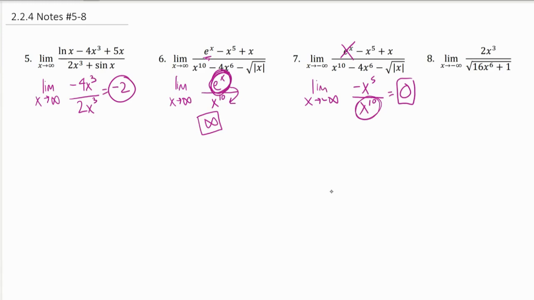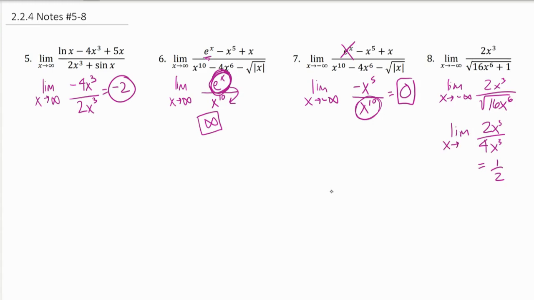And then lastly, this is always a fun one. So here, this is the same limit as this: 2x cubed over the square root of 16x to the 6th. And then you might say, well, the square root of 16x to the 6th is 4x cubed, and then I get 1/2, right? But here's the thing.